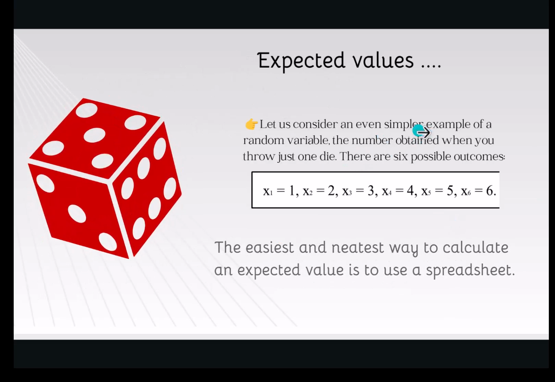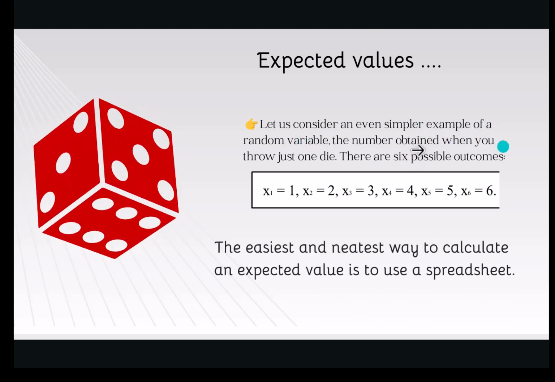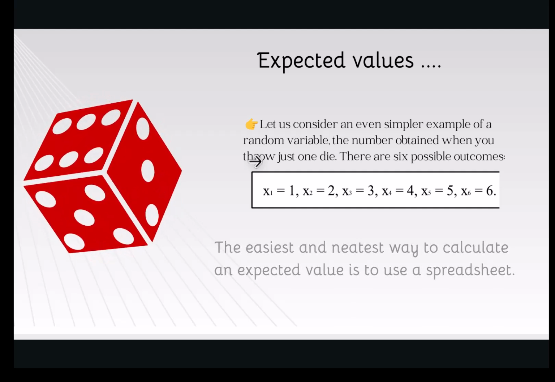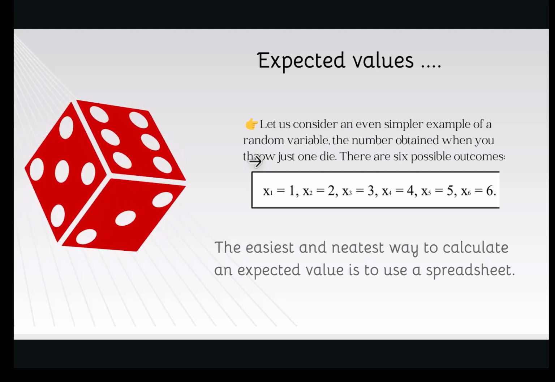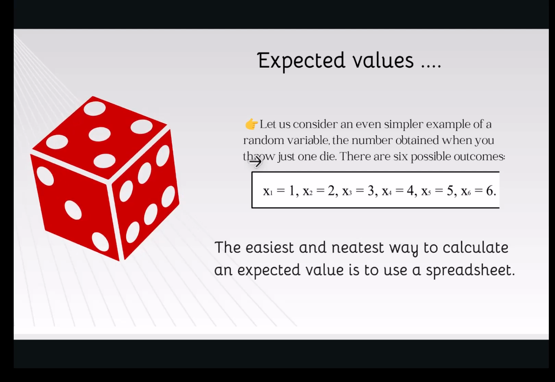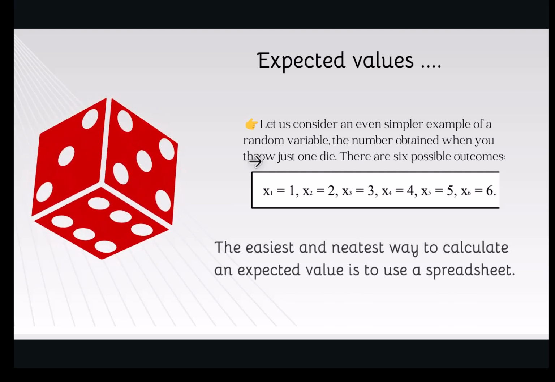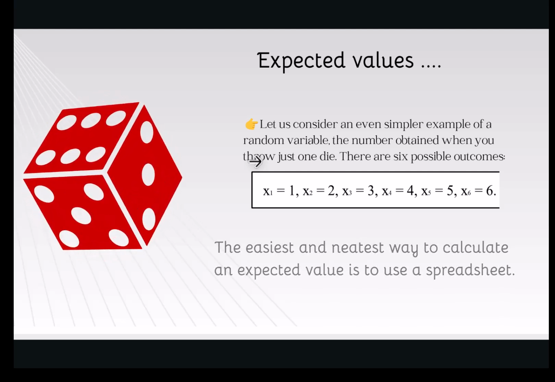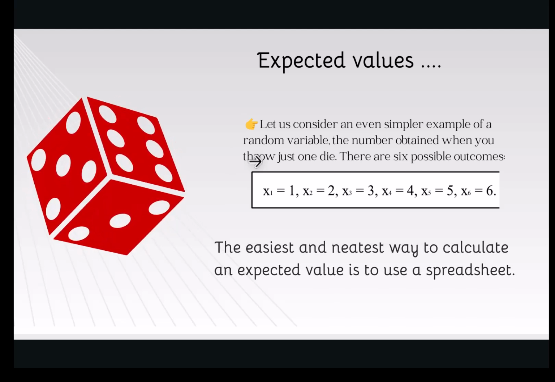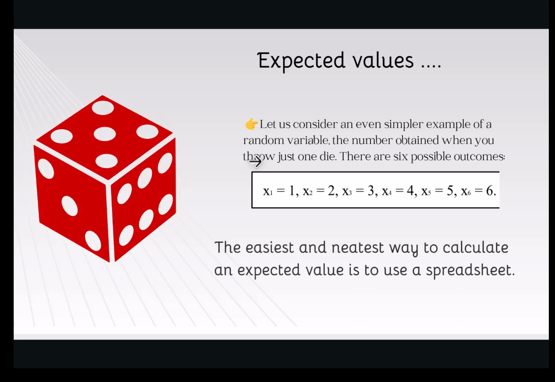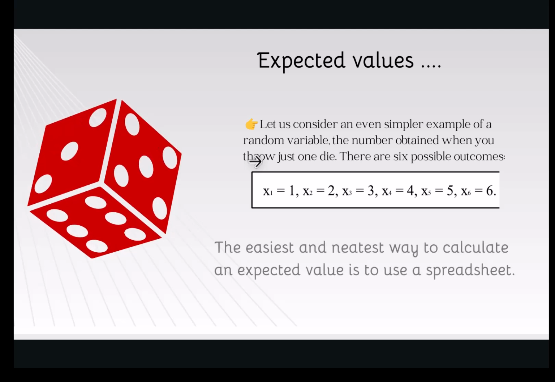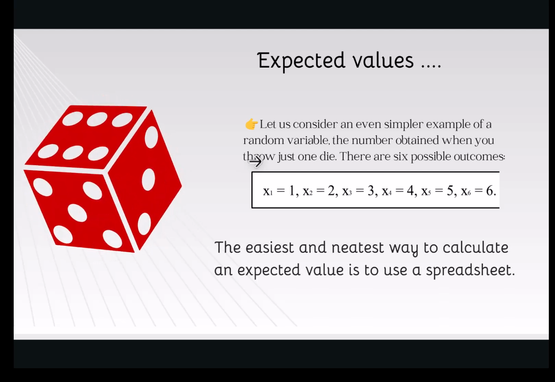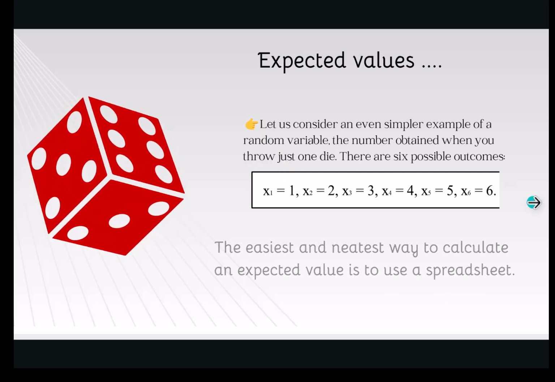Let's consider a simple example of a random variable: the number we obtain when we throw just one die. When we throw one die, there are six possible outcomes. This is a discrete random variable, and it is not continuous because we count it: 1, 2, 3, 4, 5, 6, and there is no interval in this score. So with a die, we will have these possible outcomes, each with an equal chance to occur.